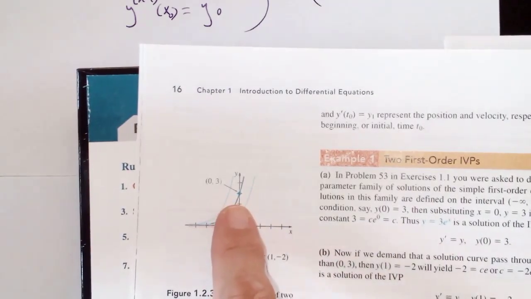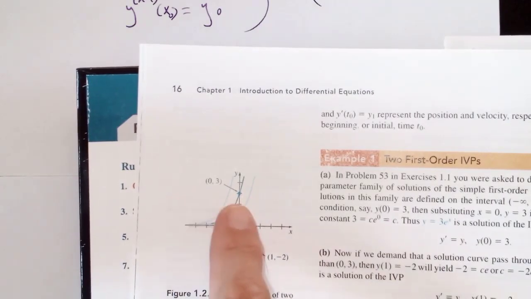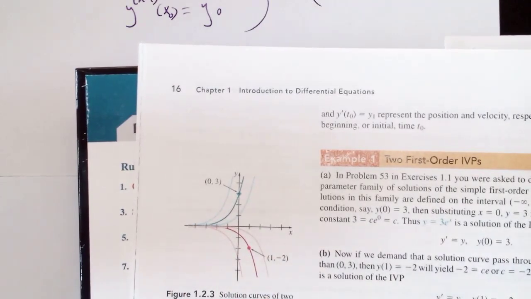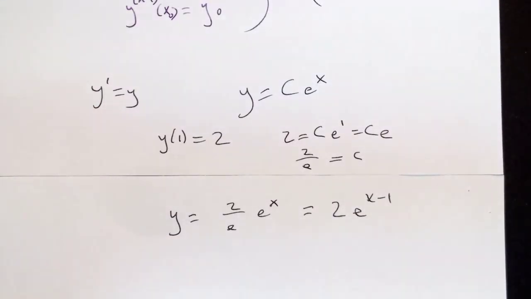If I gave you 0, 3 as a point, well, then you're nailing down this one. If I give you 1, -2, you're nailing down this one. You can pick which curve you want by adding an initial condition. That is on page 16 in our text.